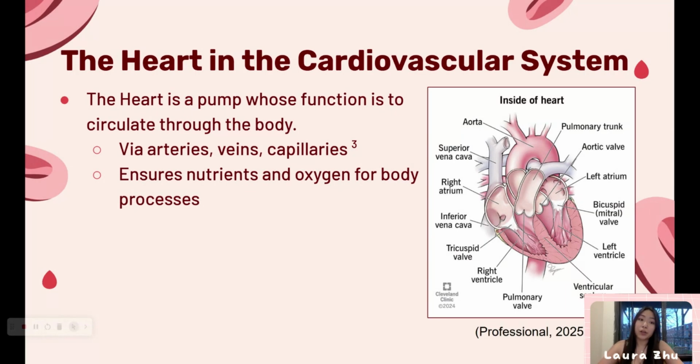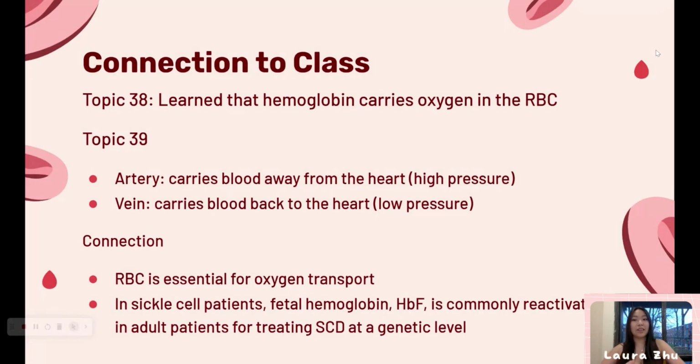So now about the cardiovascular system, I decided to hone in on the heart, and the heart is basically a pump that pumps oxygen and nutrients throughout the body for the body's processes, and it does so by using arteries, veins, and capillaries. With that being said, I decided to connect this topic to topic 38 and 39.